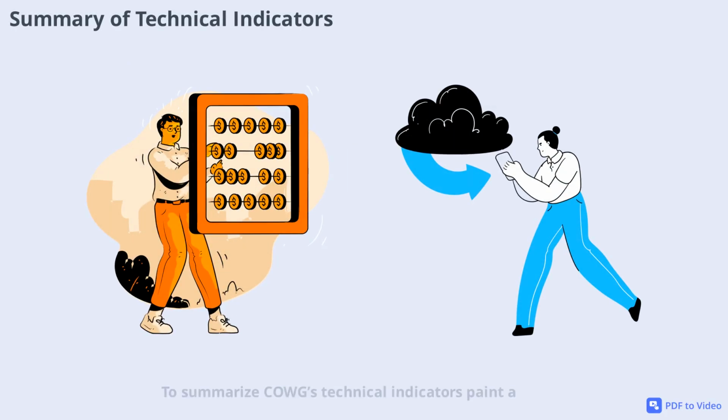To summarize, COWG's technical indicators paint a picture of a stock in consolidation. Most momentum and trend indicators are neutral, with low volatility and moderate volume. The price is trading near key moving averages and support resistance levels, suggesting a wait-and-see approach may be prudent. Traders should monitor for any significant changes in volume, volatility, or momentum to catch the next major move.